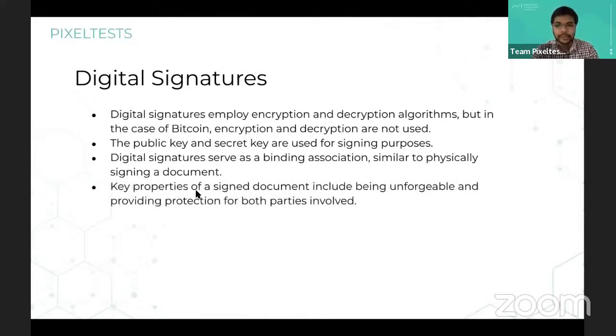So the key properties of a signed document include being unforgeable, because somebody should not say that so and so person has given money, or so and so person has agreed onto something without him actually knowing. So it has to be unforgeable and provide the protection of not being denied. Like, the other person also should not deny it, right? So let's just say you got the document, later he wants to deny it. That also has to be protected. So how do we achieve that?